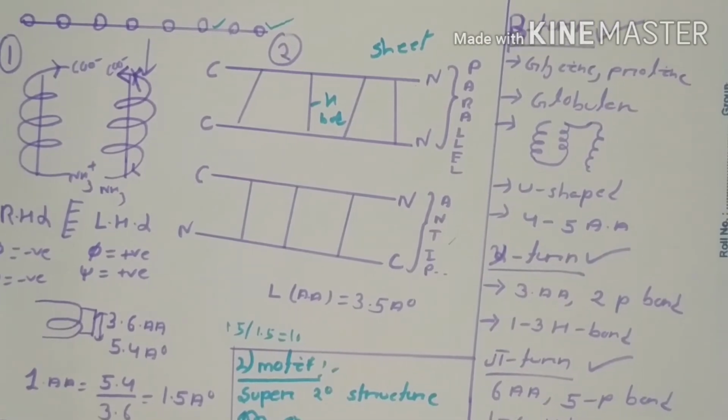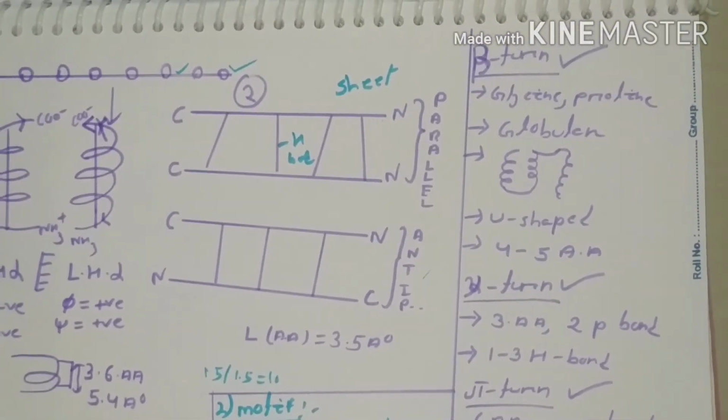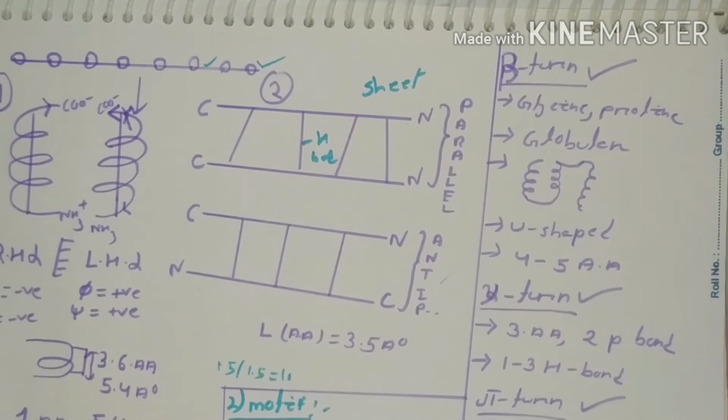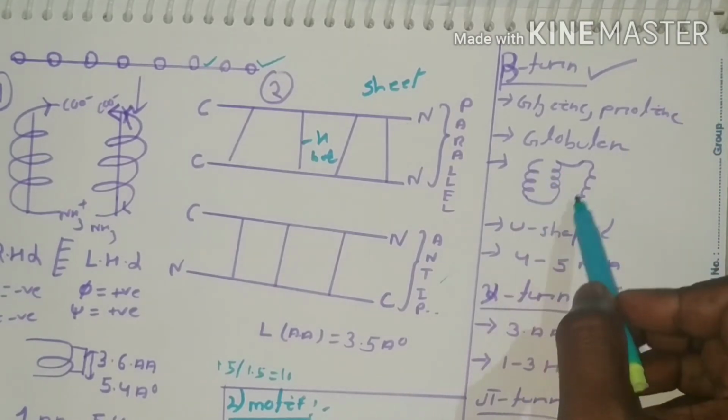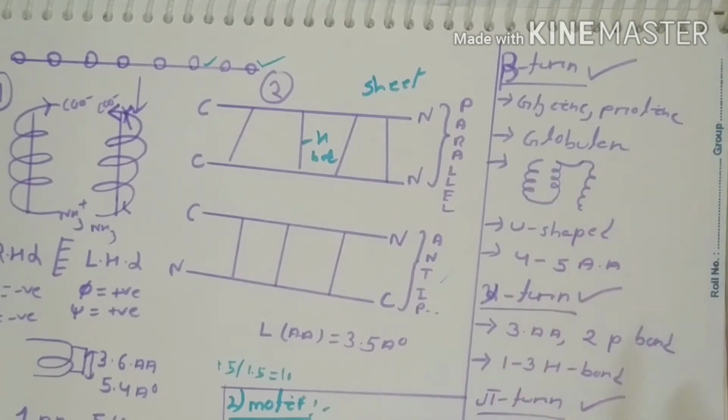Besides this, various other types of secondary structure are there, like the beta turn, in which the amino acids mostly present are glycine and proline. These are globular and U-shaped. If you go through the structure of the beta turn, it will look mostly like this, and there will be 4 to 5 amino acids per turn.